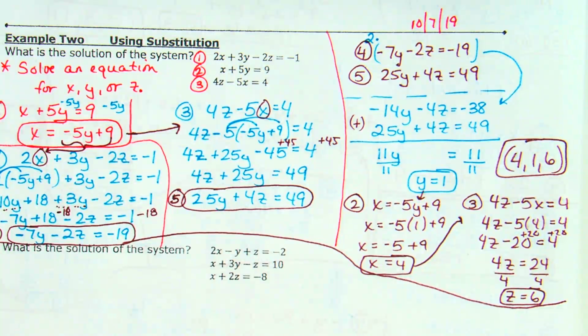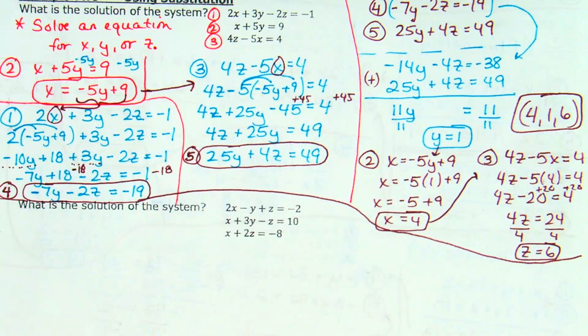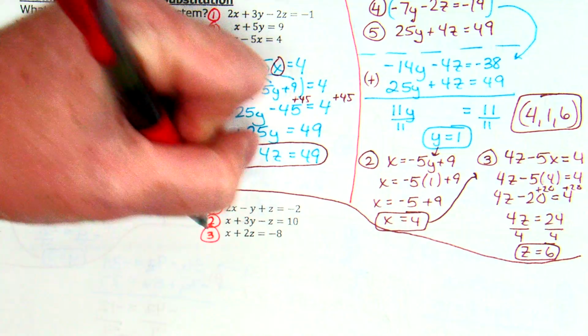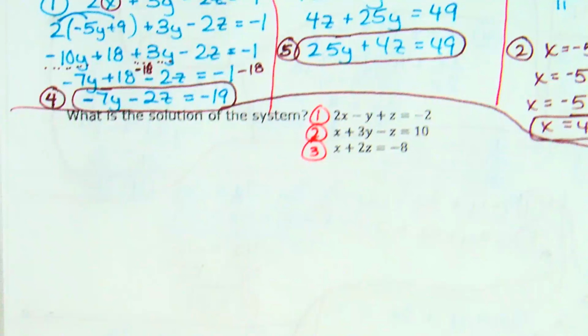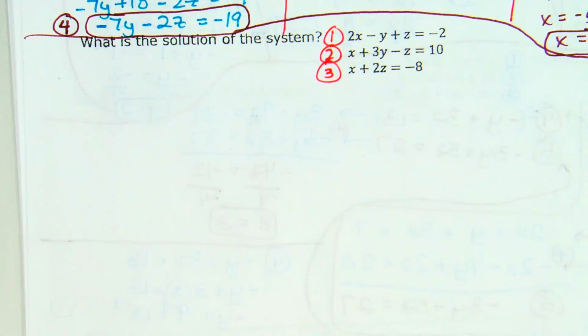Okay, let's try example 2 then. As you look down at example 2, what's the first thing I'm going to do? Label them. Yeah. I'm going to label my equations 1, 2, 3. And then I'm going to pick an equation and solve it for x, y, or z. So isolate a variable.